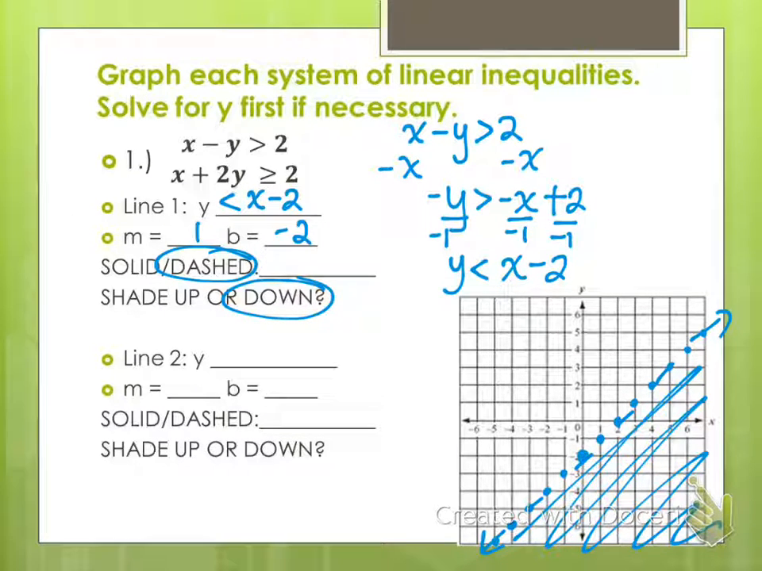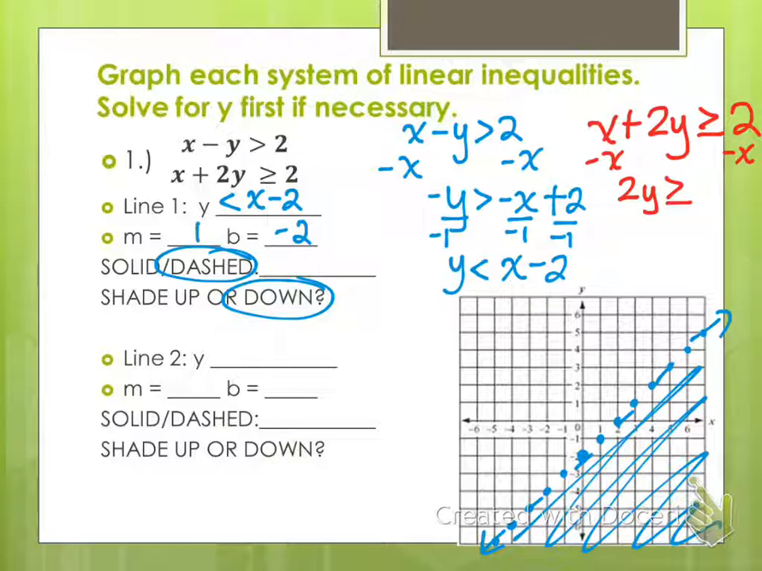All right, let's move on to our second line. This one, x plus 2y is greater than or equal to 2. We need to get y alone. Tariana, what do you think we should do? Good. We are going to subtract the x again. So 2y is greater than or equal to -x plus 2.